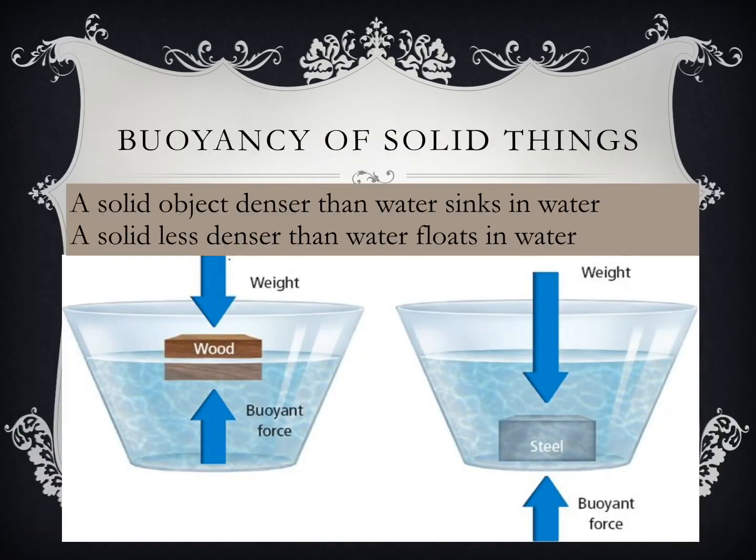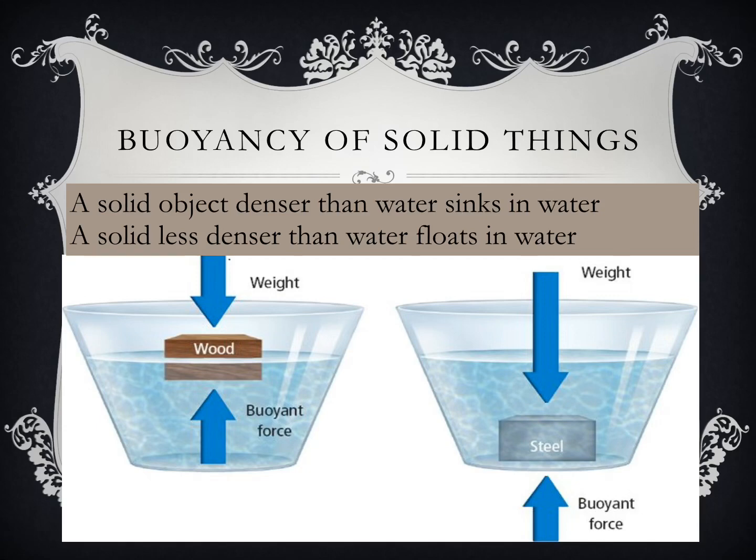The first thing that we will talk about is the buoyancy of a solid thing. A solid object denser than water sinks in water. What about the solid object that is less dense than water? What will happen to it? Those things will float in water.